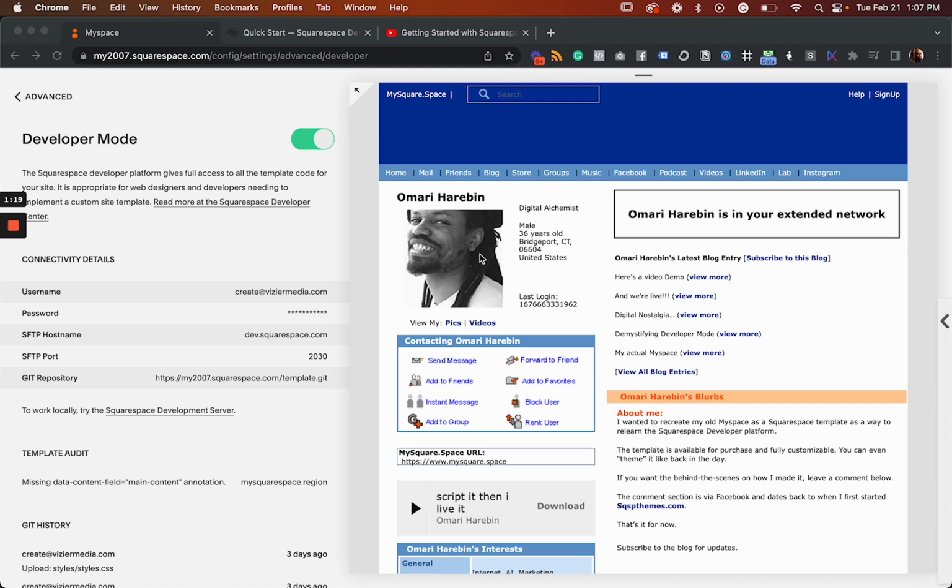And then with the upgrades in the platform from 7.0 to 7.1 and then Fluid Engine, it's just been like, yay, just kind of been forgotten about, in my opinion.